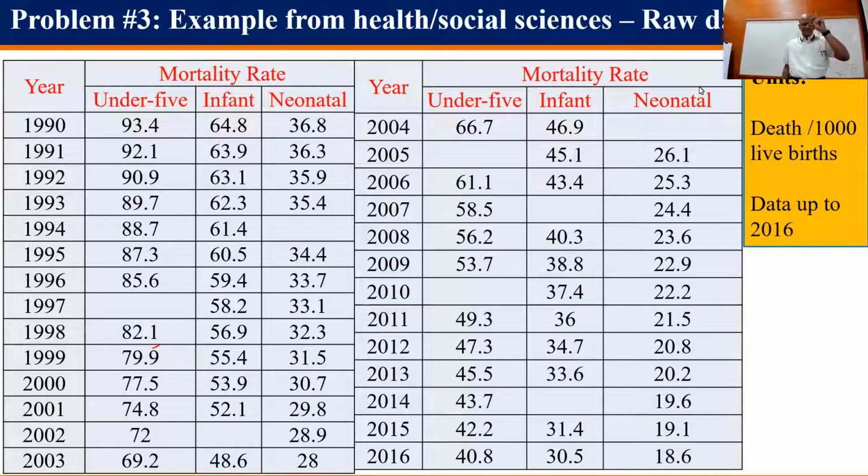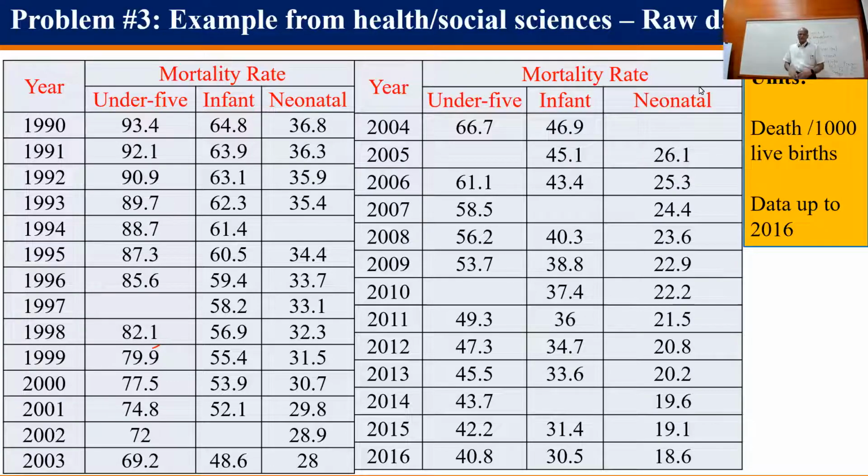Okay, now let us look at column number 2, 93.4 and so on. In 1997, the first data is missing, the under 5 mortality rate. Did you spot the first missing data? Yes, very good. Now go to 1994, the neonatal death rate is missing. And then in 2002, the infant death rate is missing.